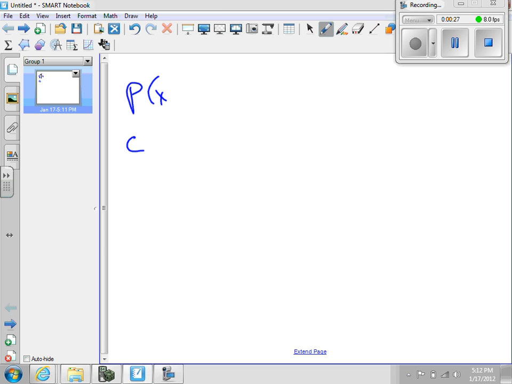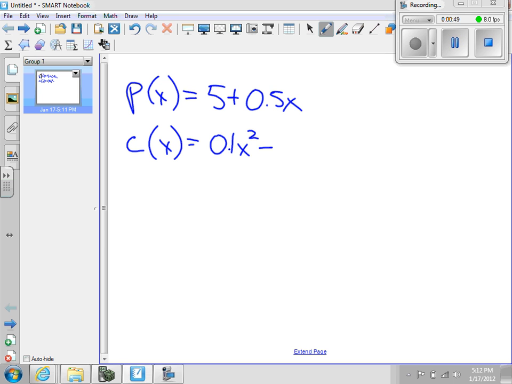P of X is equal to 5 plus 0.5 X, and C of X is equal to 0.1 X squared minus 0.5 X plus 2.4.